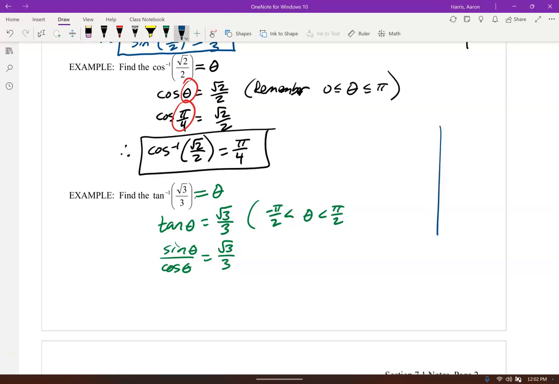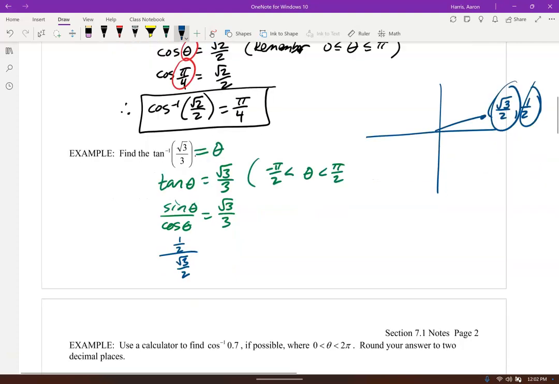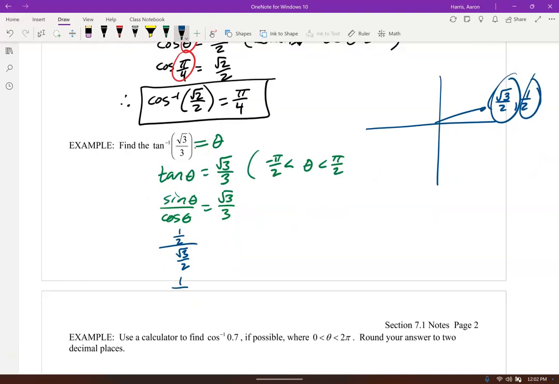So for example, let's say I thought it was at pi 6, right? Here's pi 6. There's the sine over the cosine. If it was pi 6, I'd have 1/2 over root 3 over 2. So that simplifies to 1 over root 3. And then I'd have to rationalize that, and I get root 3 over 3. And I'm like, oh gosh, I got lucky. It happens to be pi 6.